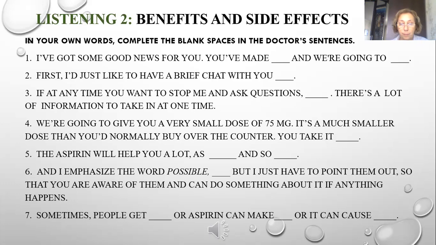if anything happens. Okay. Sometimes people get an upset stomach, or aspirin can make the stools of some people dark and smelly, or it can cause bleeding, like nosebleeds, or shortness of breath. But remember, I'm just pointing them out to you so that you're aware of them. Also, look at the leaflet that comes with the tablets. If you do get anything, just get in touch with your GP. Is everything okay so far? Yeah. Okay. Would you like to go through everything and explain it to me?